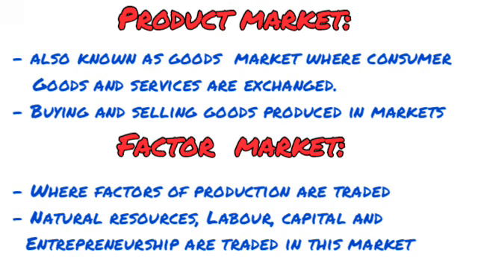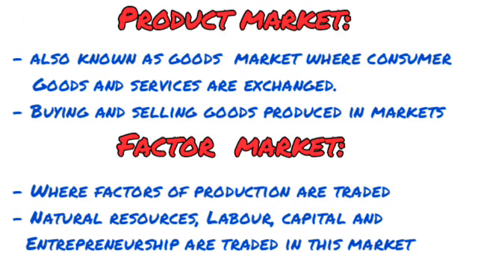So what is a product market? A product market is also known as the goods market, where consumer goods and services are being exchanged, buying and selling goods and services produced in the market. So basically, we are talking about a market where you will find goods and services being exchanged for money between participants in the circular flow or in the economy.